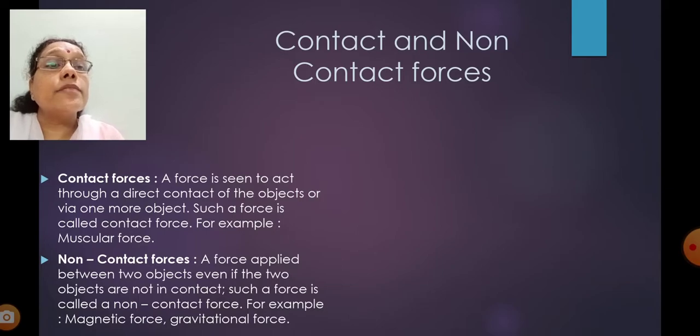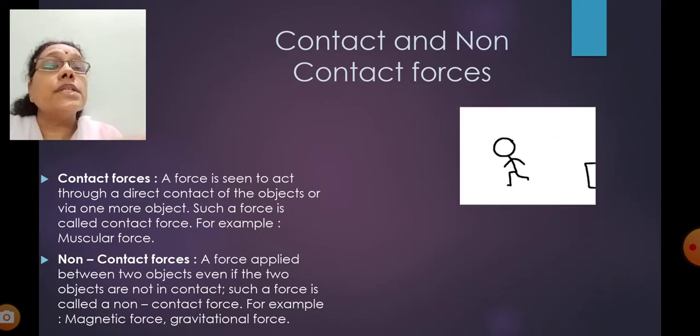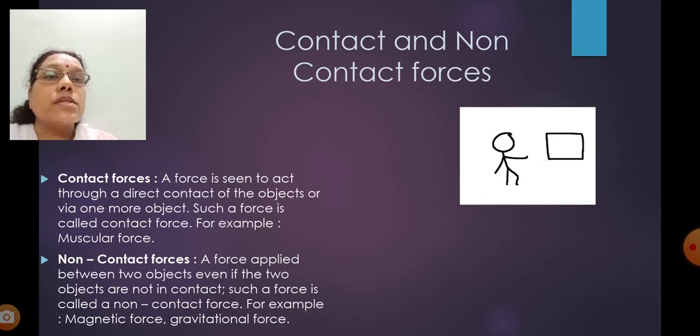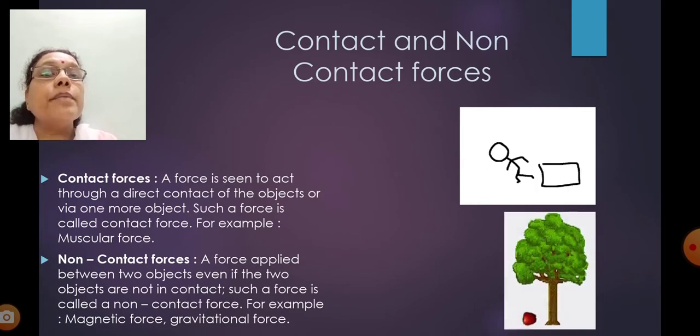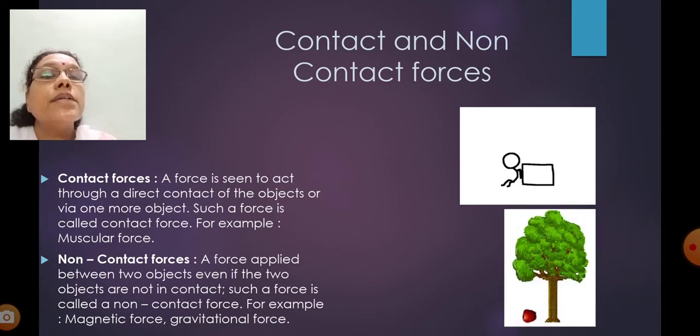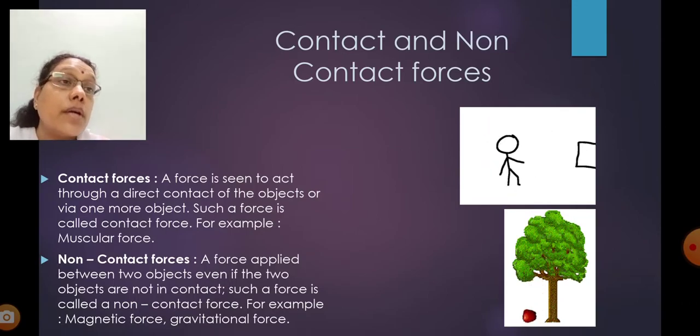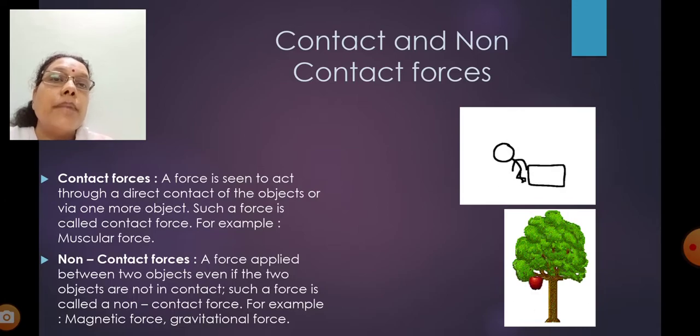Contact and non-contact force. Contact force: a force is seen to act through a direct contact of objects or via one or more objects. Such a force is called contact force, for example, muscular force. Non-contact force: a force applied between two objects even if the two objects are not in contact. Such a force is called a non-contact force, for example, magnetic force, gravitational force.